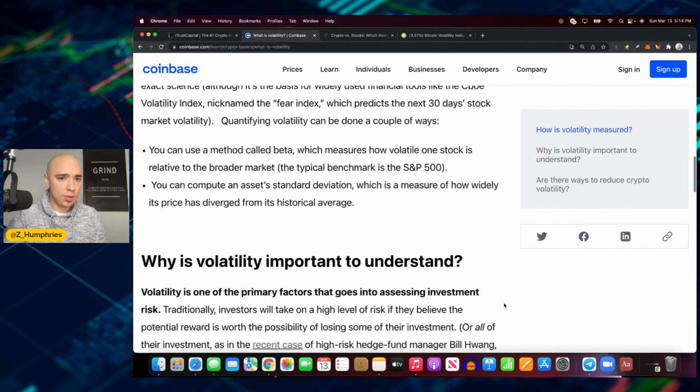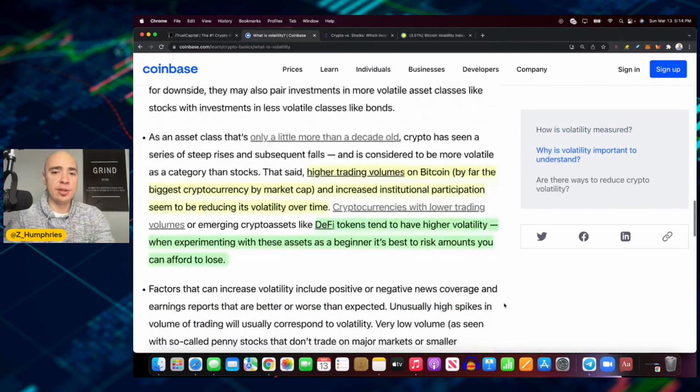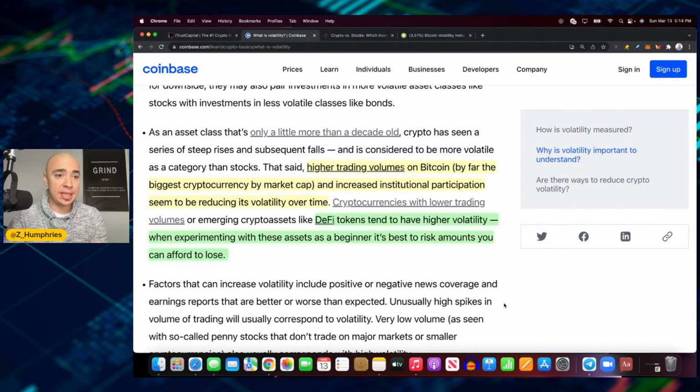Now, why is volatility important to understand? Well, higher trading volumes on Bitcoin, by far the biggest crypto by market cap, and increased institutional participation seem to be reducing its volatility over time. Now, this asset class in particular is only a little more than a decade old, and crypto has seen a series of steep rises, especially early on. We're going to get into that here in just a minute.